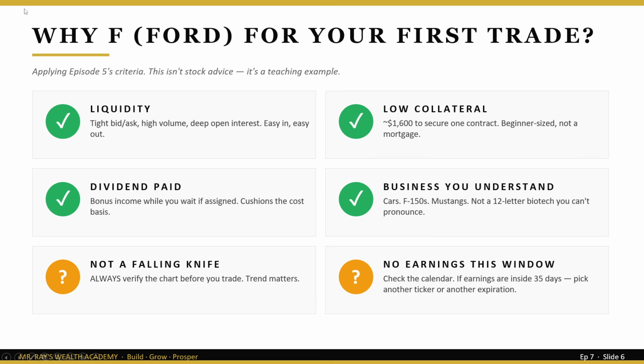All right, so why are we going to choose Ford? Okay, for your first trade. Well, I want to do this as the first trade because it hits six of the main things that you need to be thinking about whenever you make your first trade.